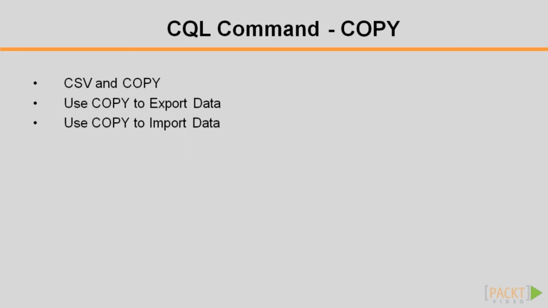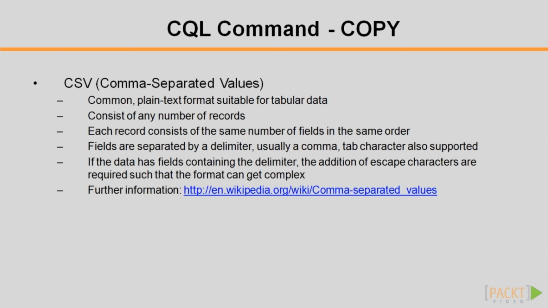First, let's have an overview of a CSV file. CSV is an acronym of comma-separated values. It's a common, plain text format suitable for tabular data. Most spreadsheet software, such as Microsoft Excel, supports it. It may consist of any number of records, but requires each record to contain the same number of fields or columns in the same sequence.